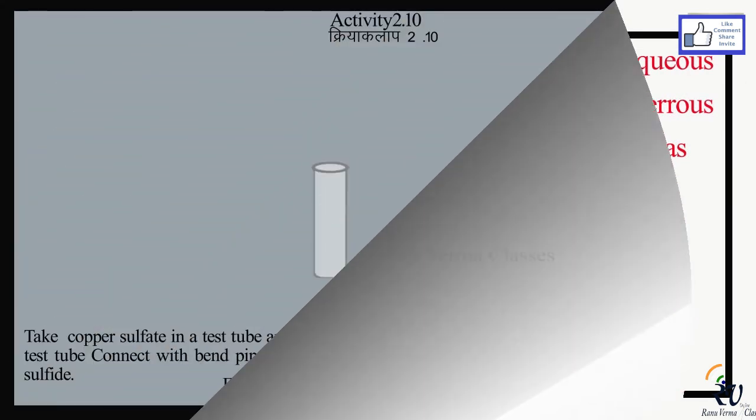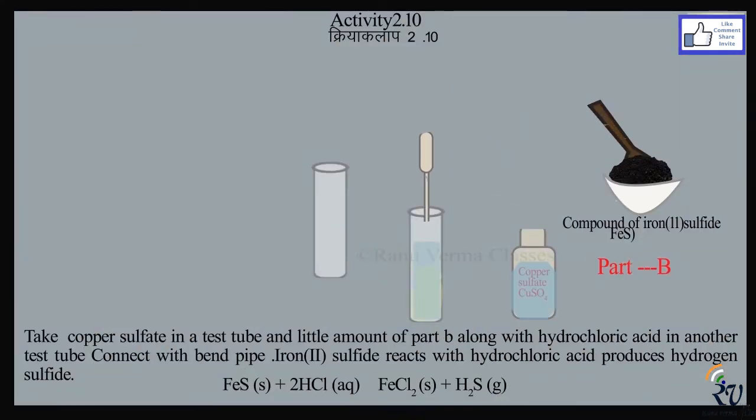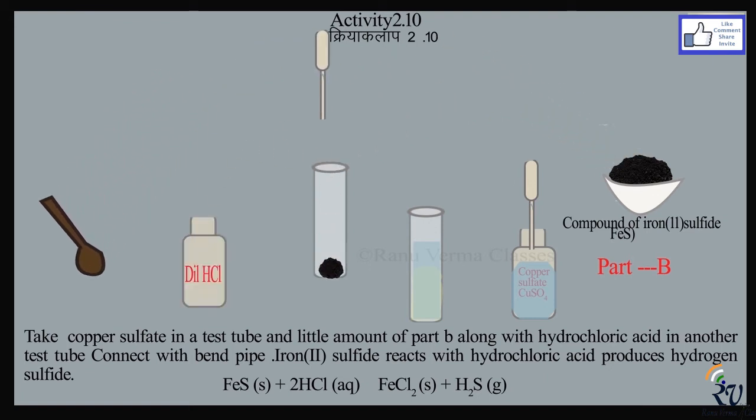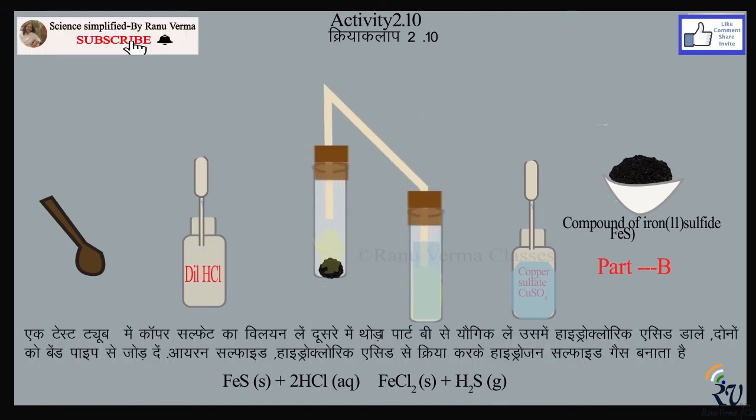Now we have taken copper sulfate in another test tube. Now take part B in a test tube and add the same acid, hydrochloric acid, and place the cork. It will produce hydrogen sulfide gas. Now see what reaction takes place over here. Part B is iron sulfide. So iron sulfide reacts with hydrochloric acid and gives ferrous chloride and hydrogen sulfide gas.